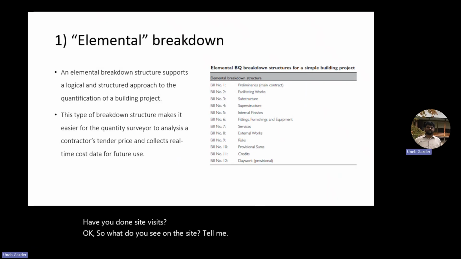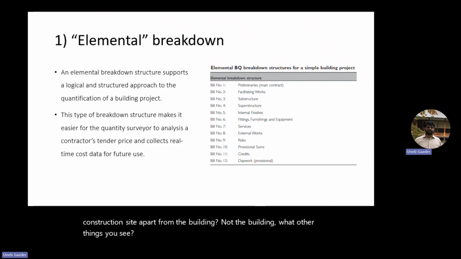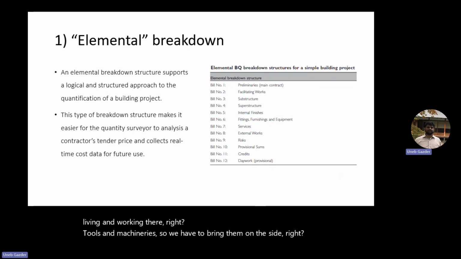On a construction site, you are doing this. Yes, what do you see on the construction site? Apart from the building, what other things do you see? Safety conditions. Okay, what else? Offices. Okay, what else? We have safety conditions, we have offices. There are people living and working there, right? Tools and machineries, so we have to bring them on the site. Okay, the plot is empty.